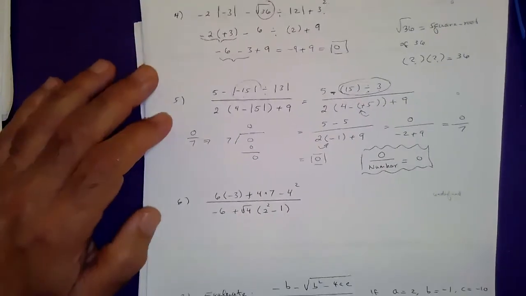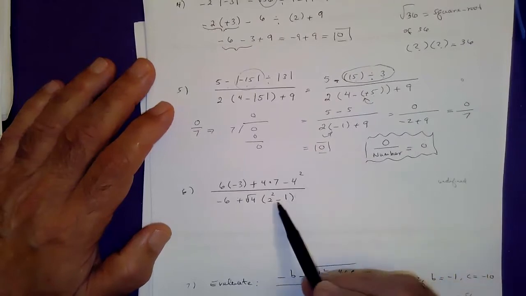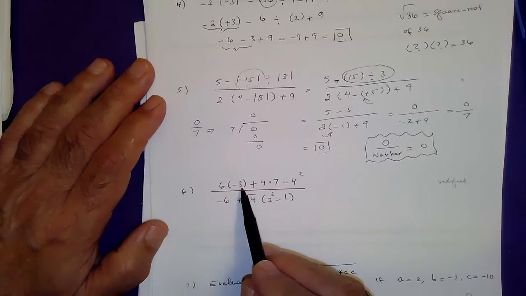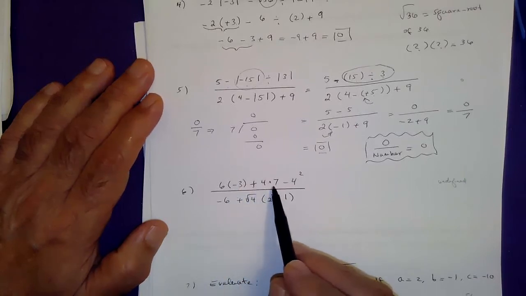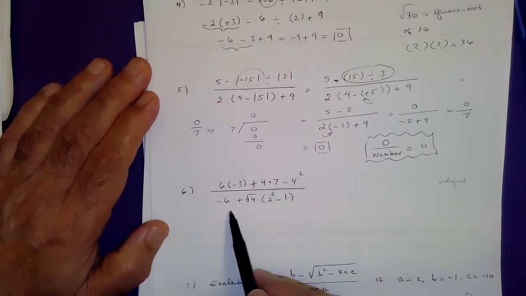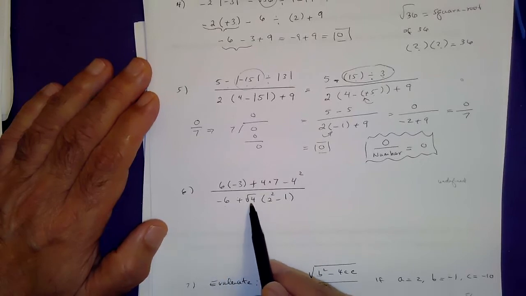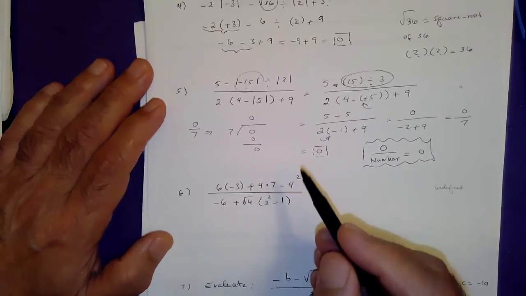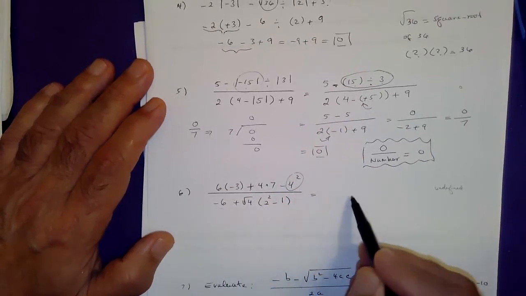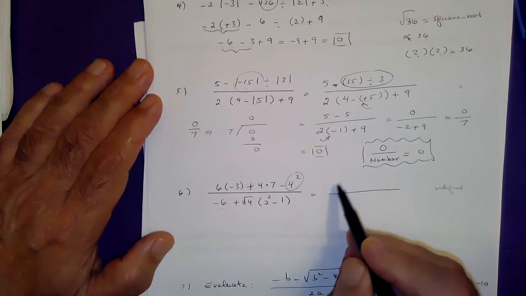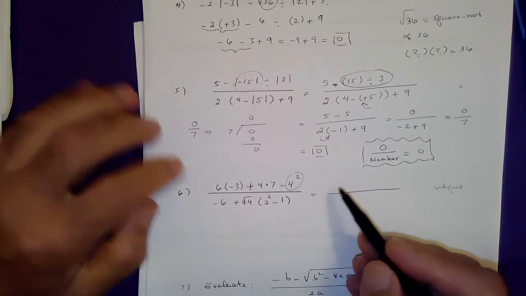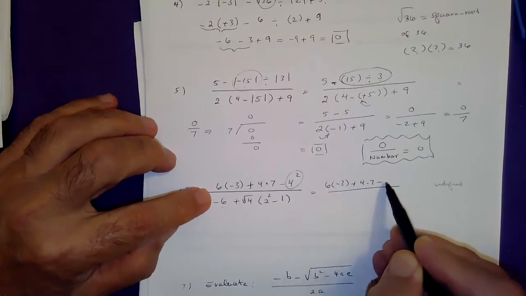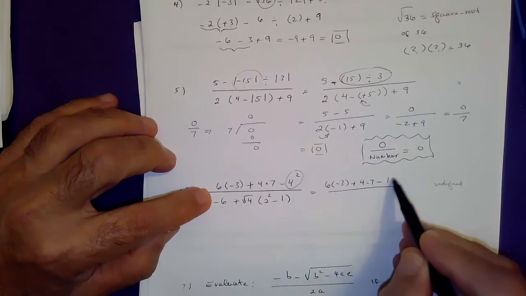On the other hand, what if the 0 appears at the bottom of the fraction? Well, let's take care of this guy: 6 times negative 3 plus 4 times 7 minus 4 squared, divided by negative 6 plus square root of 4 times 2 squared minus 1. Well, on top, I see exponents, so I've got to do that first. So that would be 6 times negative 3 plus 4 times 7 minus 4 squared, which is 16.